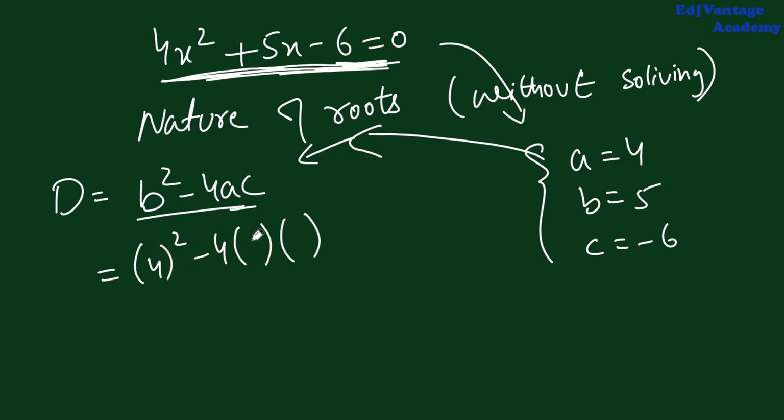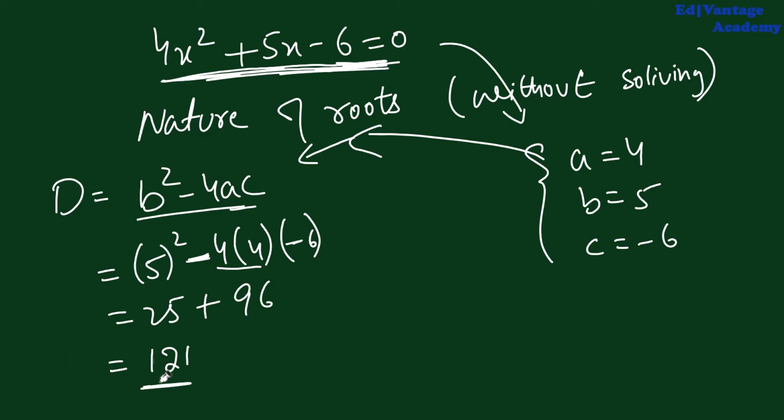So b is 5, a is 4, c is minus 6. So it's 25, minus into minus is plus, and that will be 4 into 4, 16, 16 into 6, 96. Plus 96, because minus into 4 is minus 4 into 4 is minus 16, minus 16 into minus 6 is plus 96. And if you see that, how much is that coming? That's coming 121. Okay, so you got b square minus 4ac equal to 121.